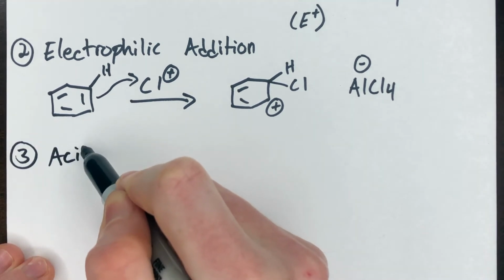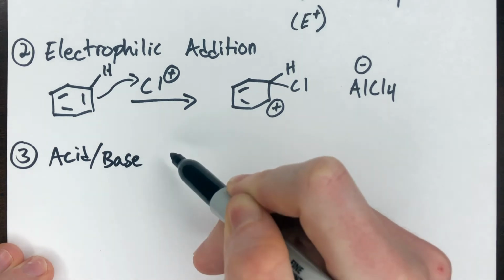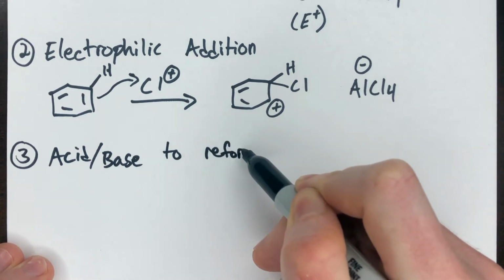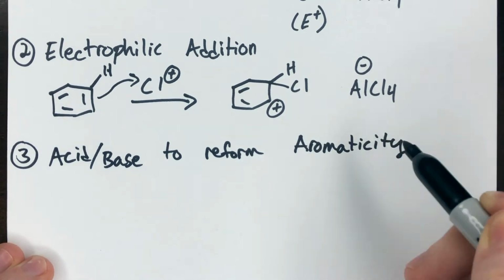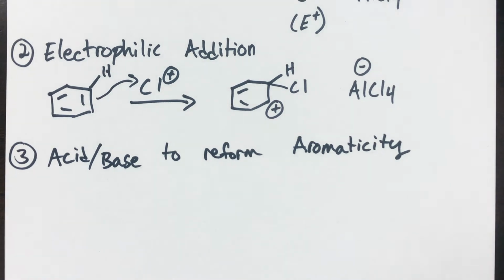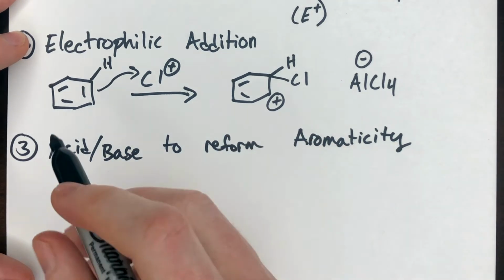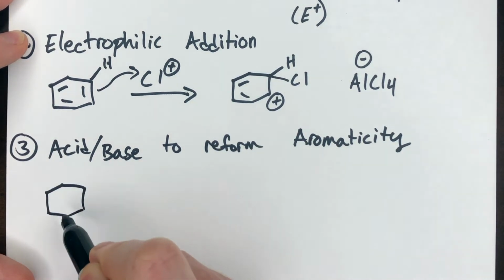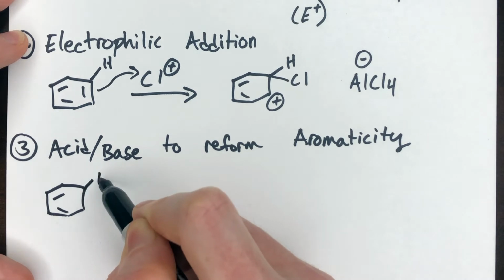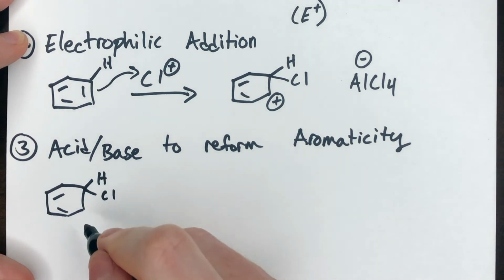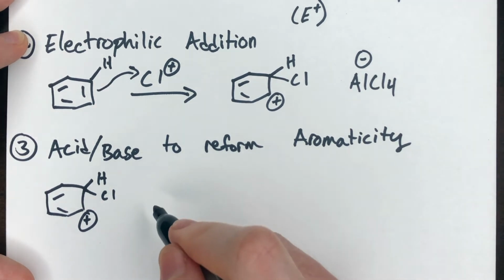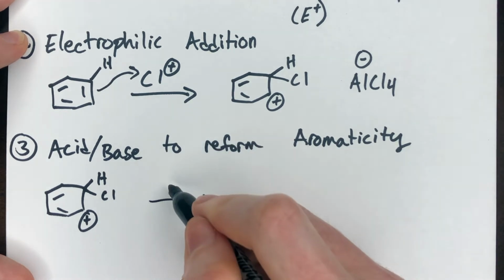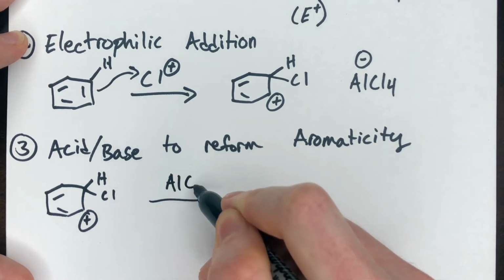So I'm just going to abbreviate it acid-base to reform aromaticity. Again, which is a big driving force, which is why this step 2 here was the slow step, because we broke the aromaticity in that mechanistic step. So now we have an acid-base reaction. Again, this proton here is extremely acidic because if we remove that proton, we will reform the aromaticity. So we have a Lewis base in the aluminum tetrachloride.